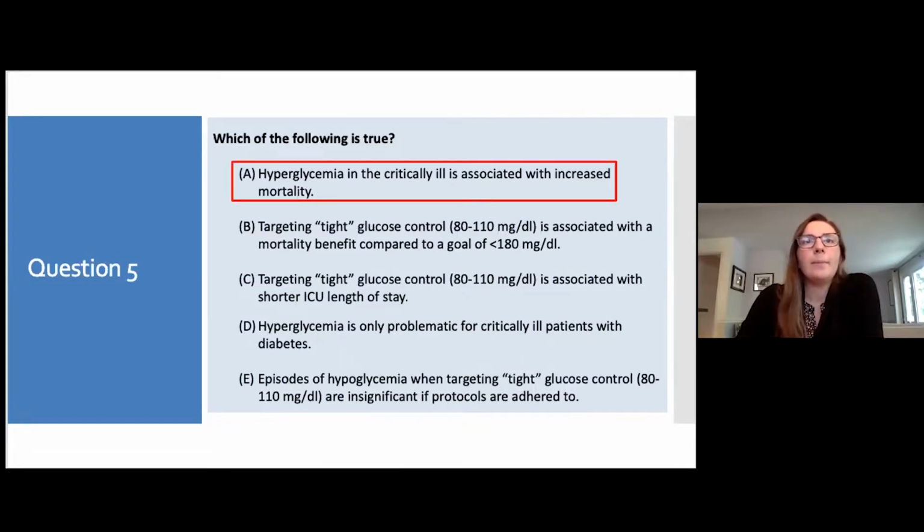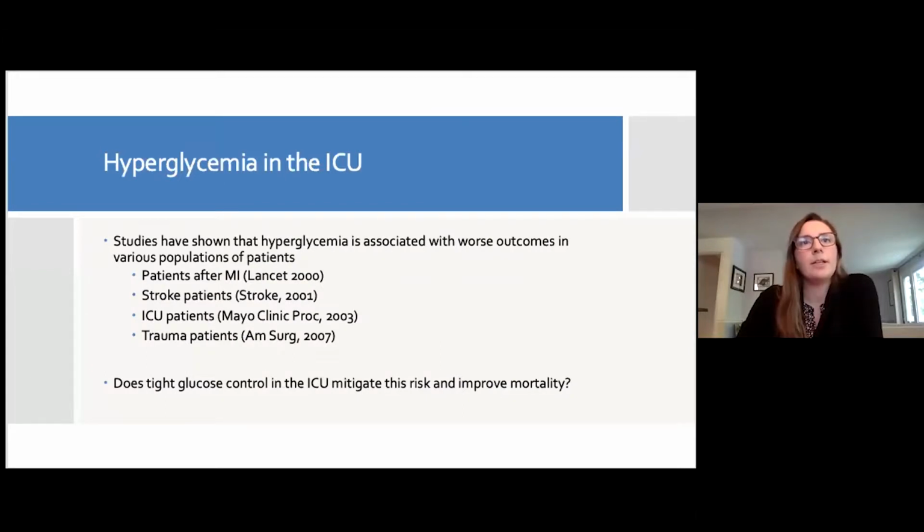The answer is A. Let's talk about hyperglycemia in the ICU. Multiple studies in the early 2000s showed that hyperglycemia is associated with worse outcomes in a variety of different populations of patients, including patients after MI, stroke patients, ICU patients, and this includes a diverse array of ICU patients, both with and without diabetes, and trauma patients. And so based off of all of this, the question arose, does tight glucose control in the ICU mitigate this risk and improve mortality? And the answer is no.